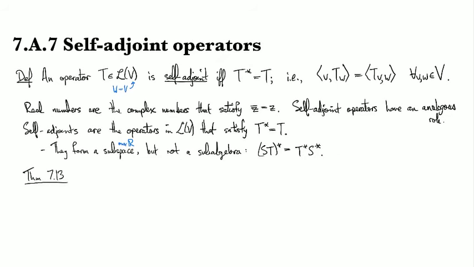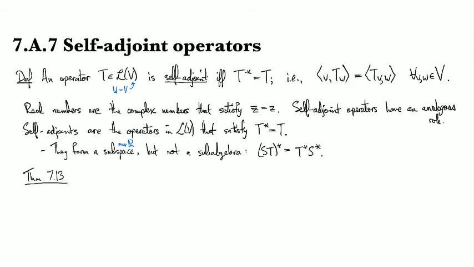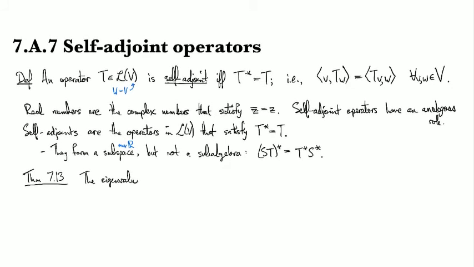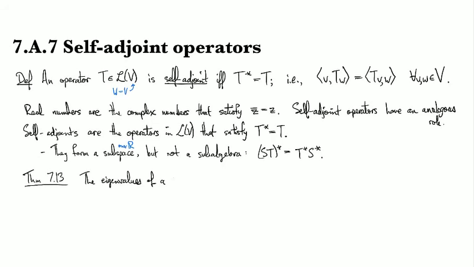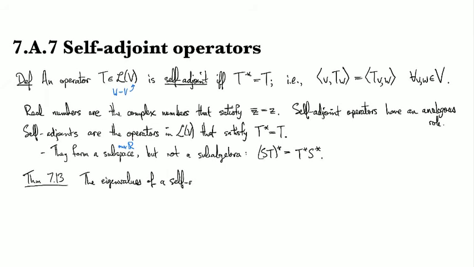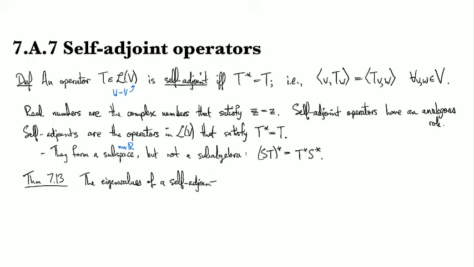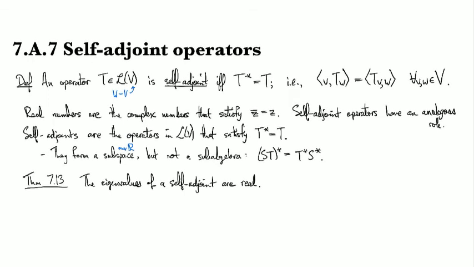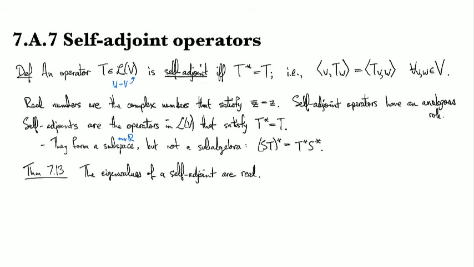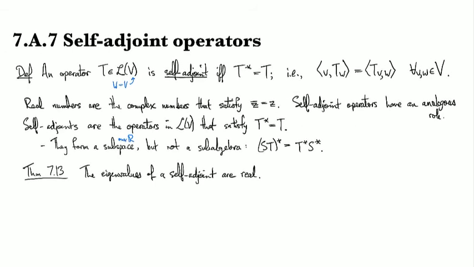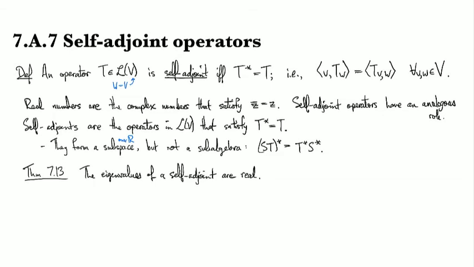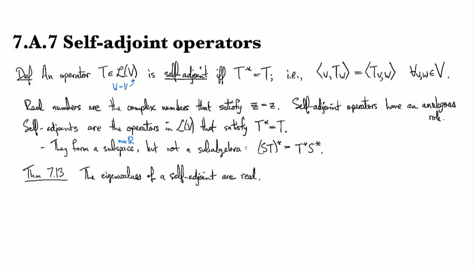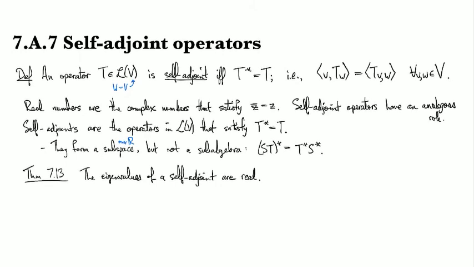Okay, so now we have our first result about self-adjoints, and that is that the eigenvalues of a self-adjoint operator are real. Okay, and so this is kind of making this analogy precise, right? So real number, you take the conjugate, you get the same thing. For self-adjoints, if you take the conjugate of their eigenvalues, you get the same thing.